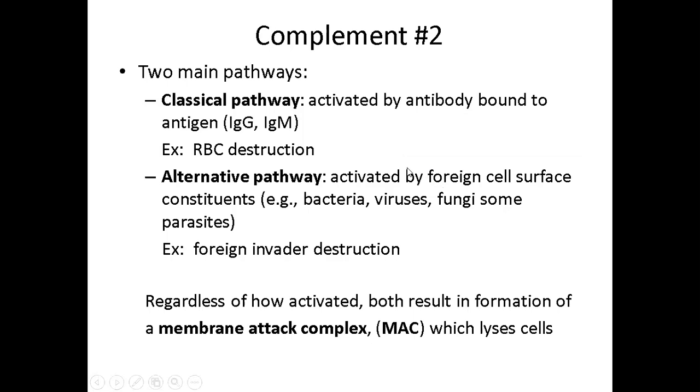So there are two main pathways to complement. The one that is really related to blood bank is the classical pathway. The classical pathway is activated when we have an antibody that is bound to an antigen, so IgG or IgM. And what ends up happening here, remember, the antigen's on a red cell surface, it results in red cell destruction. The alternate pathway, or the alternative pathway, is activated by foreign cell surfaces like bacteria, viruses, fungi, or some parasites. And so basically what happens in this case is destruction of that infectious agent.